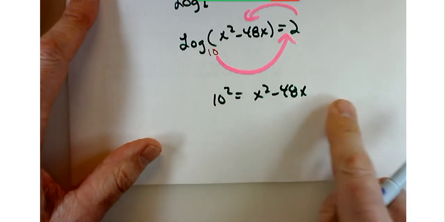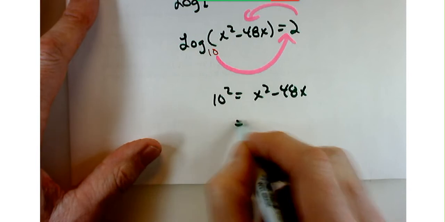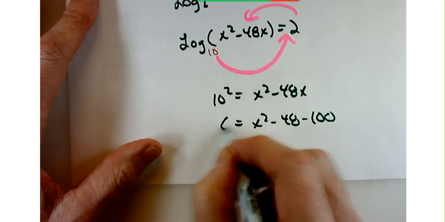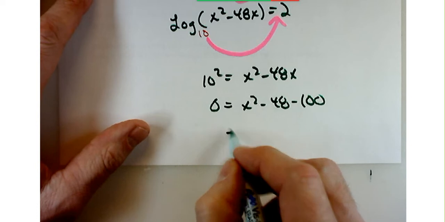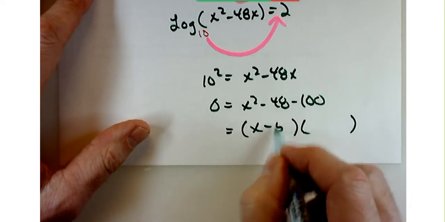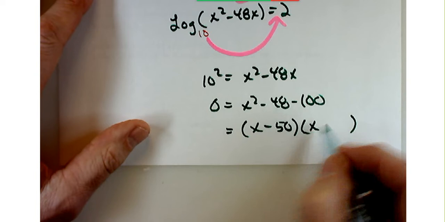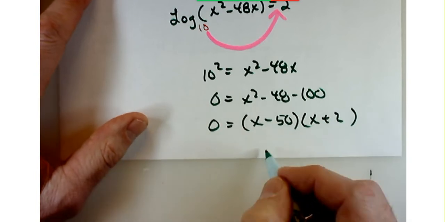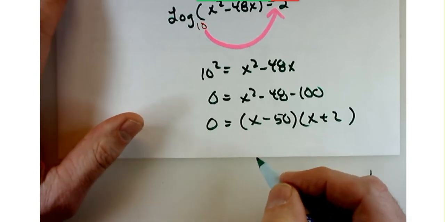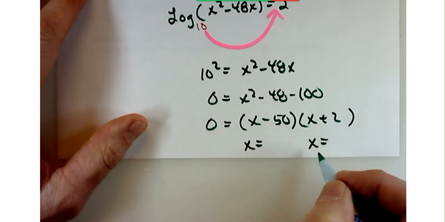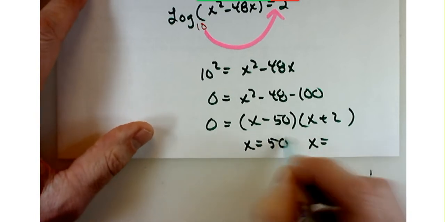Let me put that 100 on the other side. And when I do, it changes signs. And now I've got to factor it. I'll help you out with the factorization. It's x minus 50 and x plus 2. So that gives me two solutions, right? x equals what, or x equals what? x equals 50 and x equals negative 2.